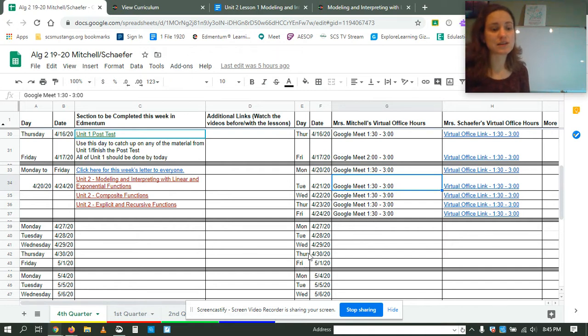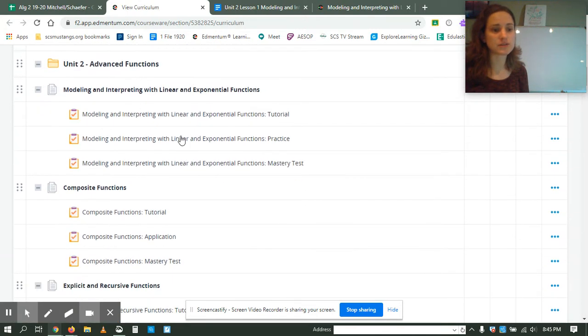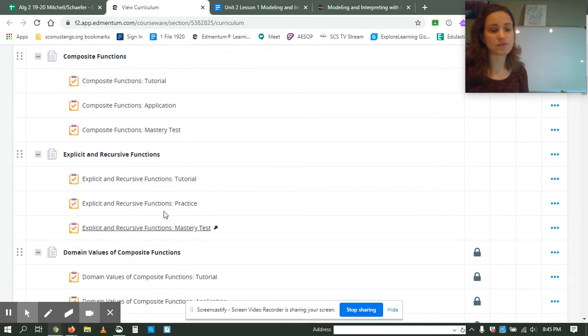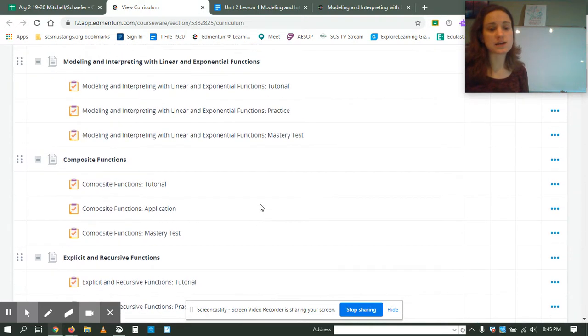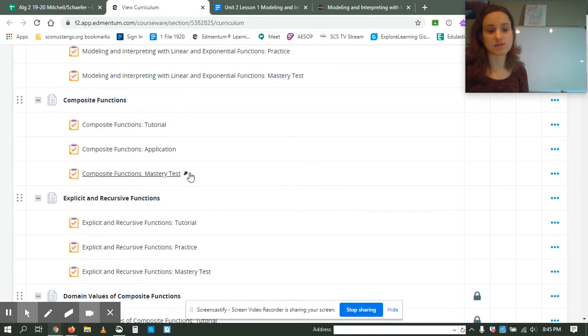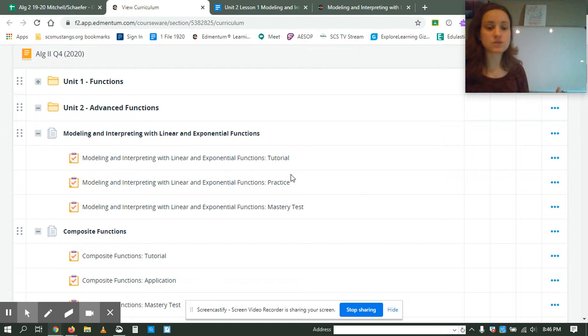Looking at the curriculum for this week, at Unit 2, there's three different things to work with: the first lesson, 3 for the second, and 3 for the third. The big things that we are going to be focusing on for our completion grades are these mastery tests. If you need to go through the tutorial and work your way through it, do that. If you need to work all the way through the practice, do that.